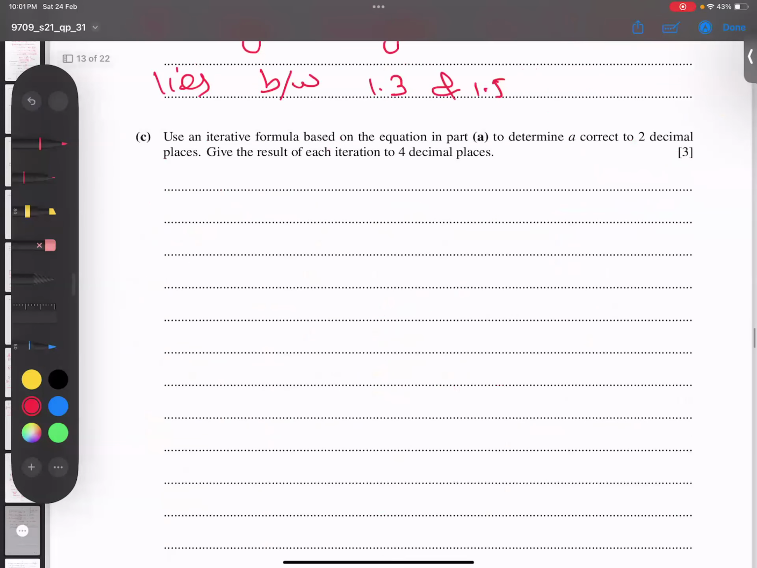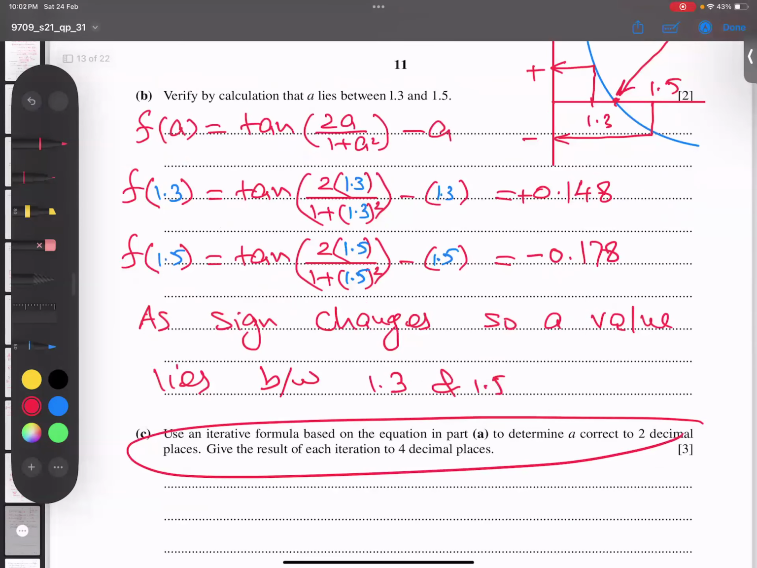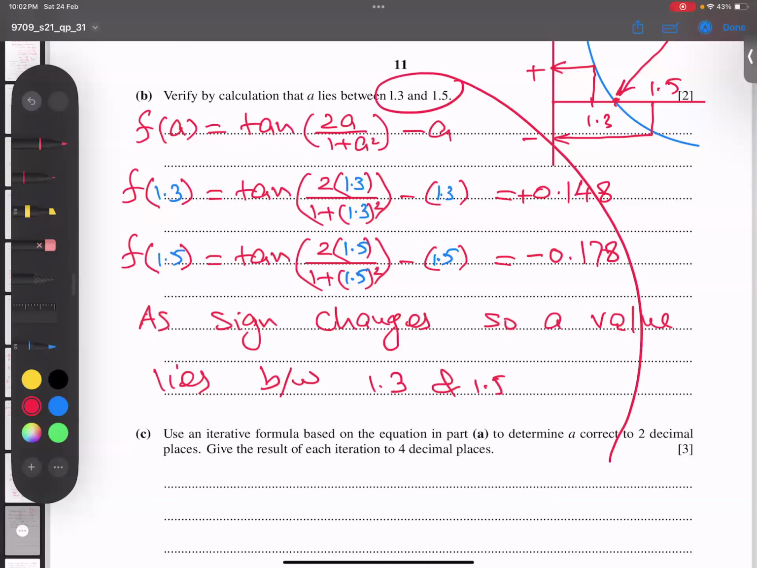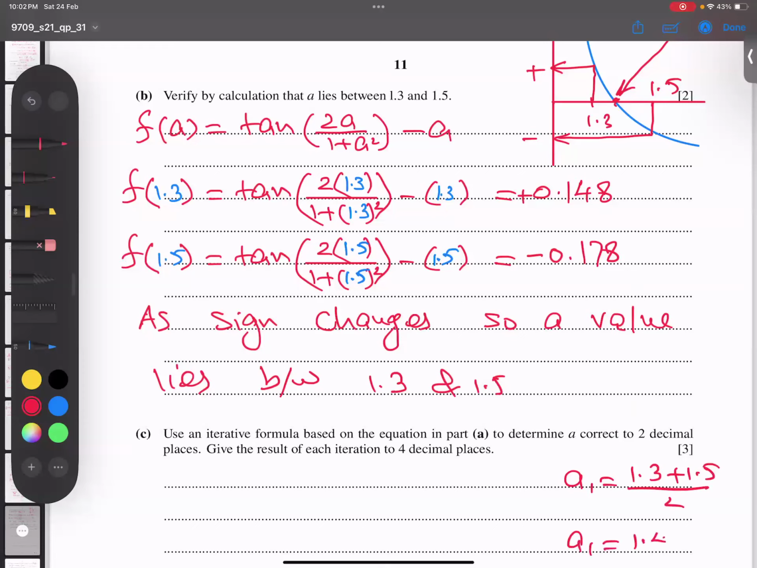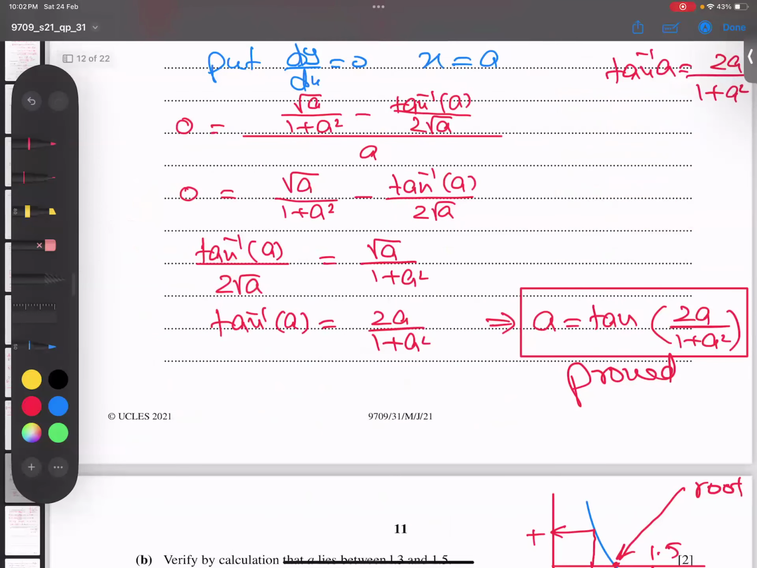So let's go to the next part, the iterative formula. Whenever they give us an initial value, well and good. If not given, take the average of these numbers. So I take A1 equal to 1.3 plus 1.5 divided by 2. A1 becomes 1.4.